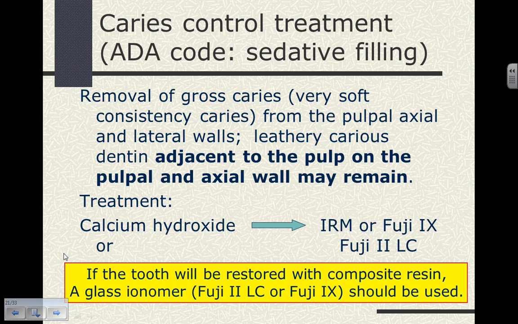We're then going to go in and place calcium hydroxide, and then we're going to cover it with IRM or Fuji 9 or Fuji 2 LC. As I said, for chemical compatibility, if the tooth's going to be restored with a composite, we're going to use glass ionomer, not IRM. IRM is a zinc oxide eugenol material, powder liquid mixed on a mixing pad.